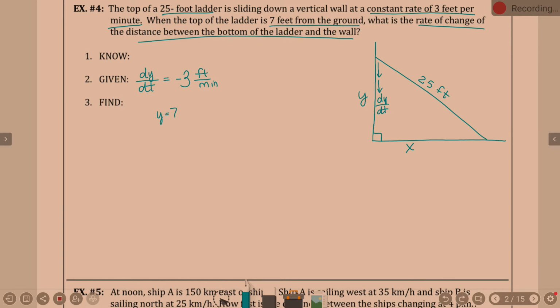What are we looking at there? The bottom of the ladder and the wall. So we're wanting to know the rate of change as that ladder slides away from the wall. And so we're being asked to find what? dx dt. If the floor is x, then we're being asked to find the change in x over time. So we're being asked to find dx dt when y equals 7 feet.